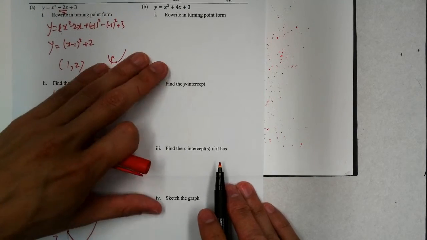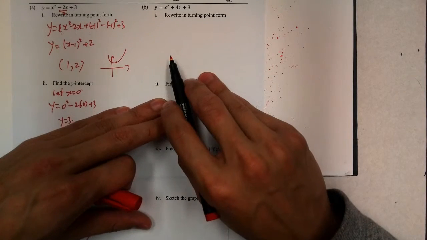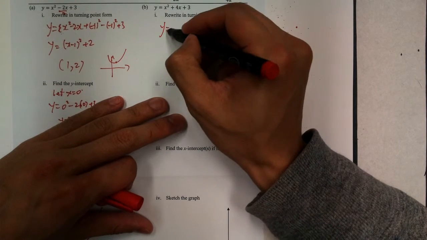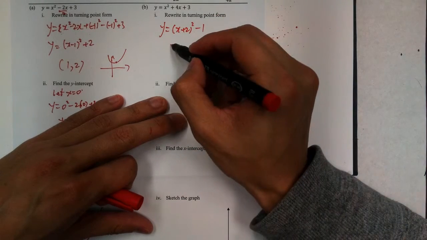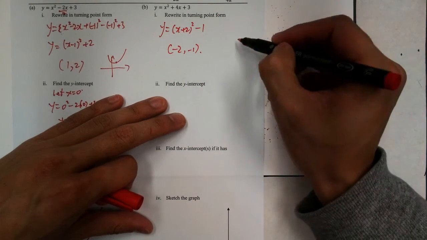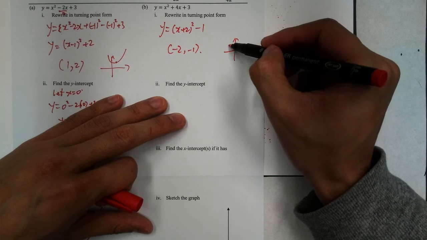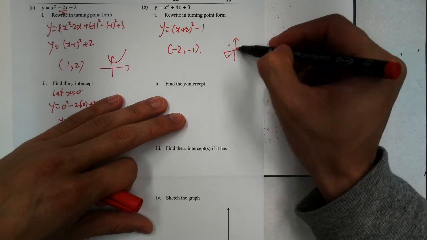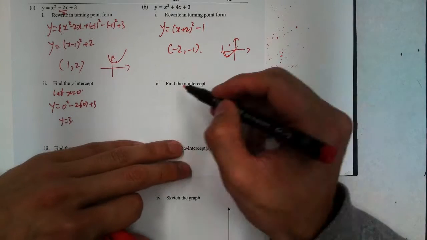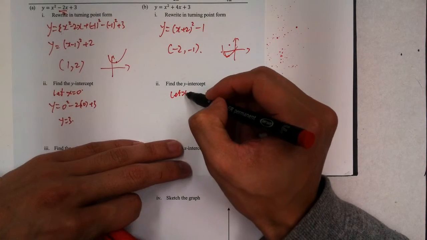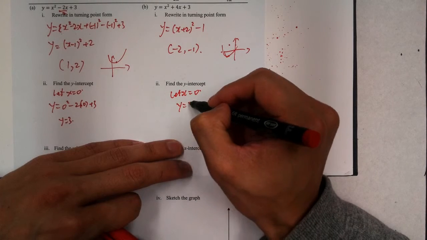And now the next one, we write it in turning point form. So in turning point form, which is y equal to (x plus 2) squared minus 1, the turning point is (negative 2, negative 1). So we see (negative 2, negative 1) should be drawn like that. It definitely has x-intercepts and a y-intercept. So for the y-intercept, let x equal to 0. So y is equal to 3.